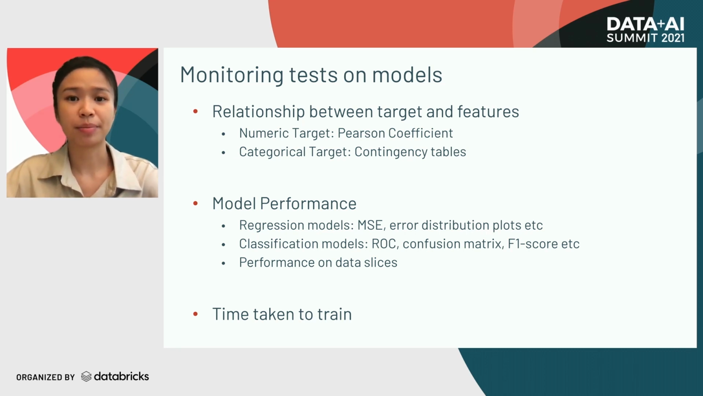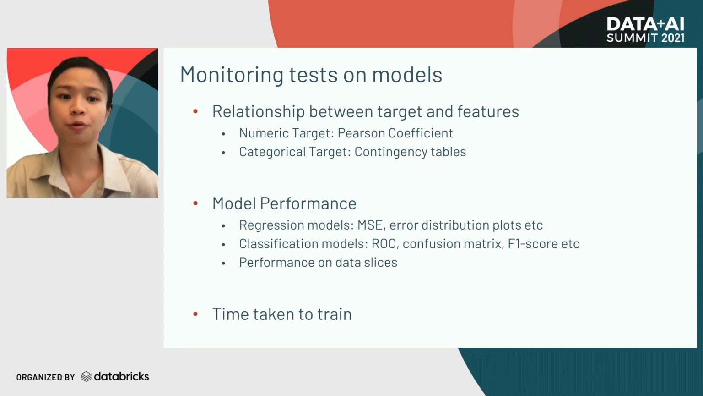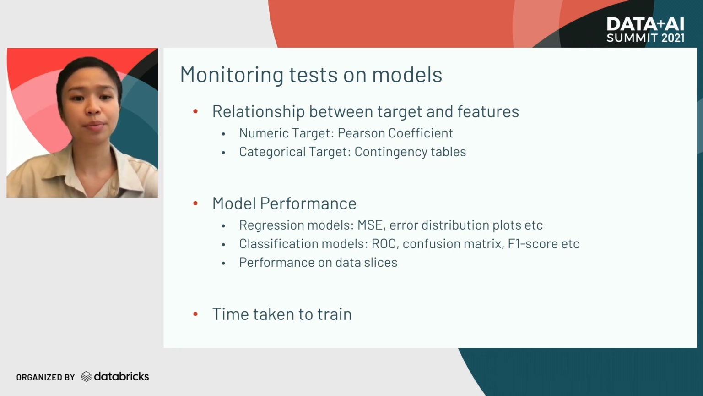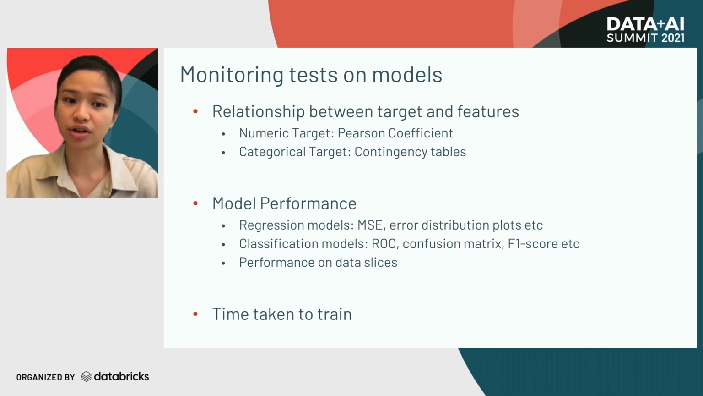Regarding the models, there might be a lot of different aspects that one might care about. First could be the relationship between the target and the features. We may want to investigate the correlation changes between the inputs and also the targets. For a numerical target, we can use the Pearson coefficient to calculate the correlation. For categorical targets, we can use frequency tables, also known as contingency tables.